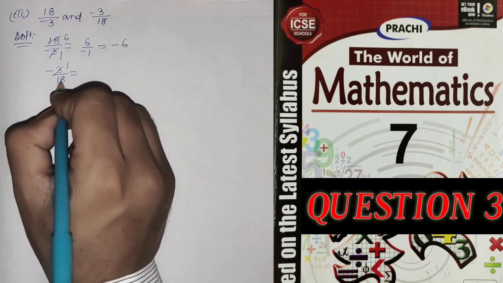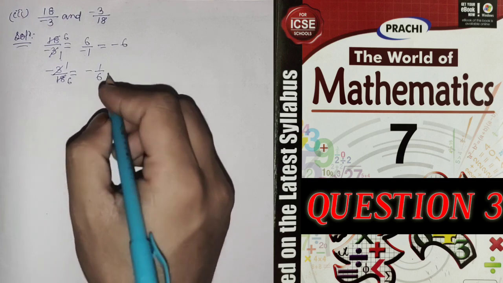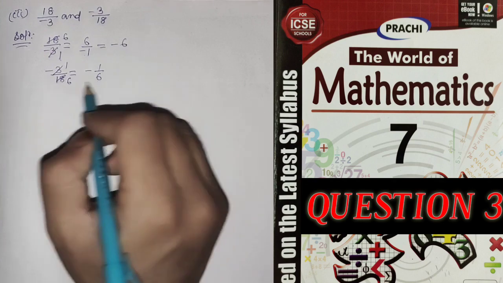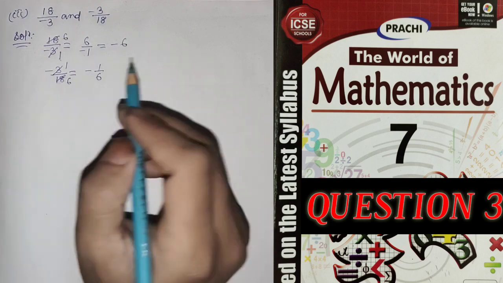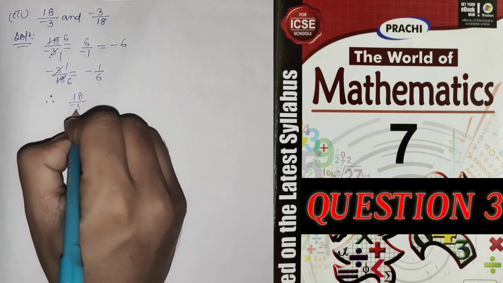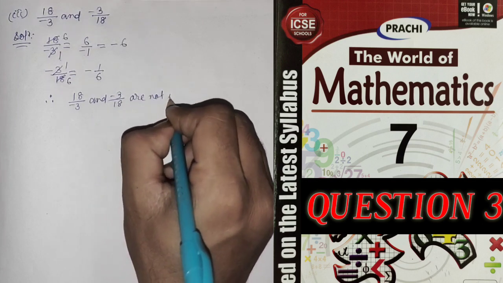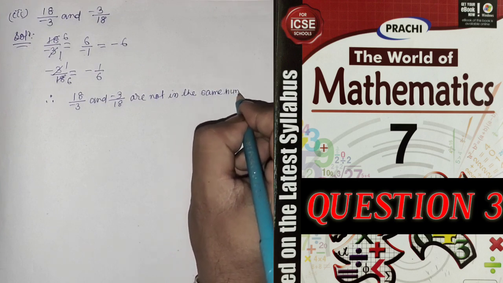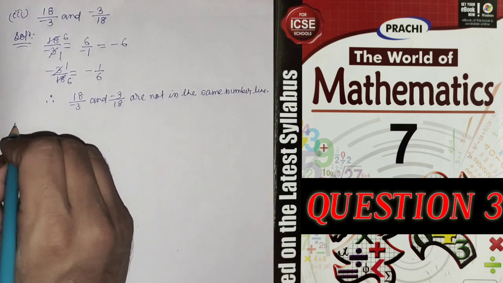इसको जब हम 3 से डिवाइड करते हैं, 3 1 जा 3, 6 3 जा 18, ये होता है -1 by 6. देखिए ये जो होता है -6, ये किसमें है? ये है होल नंबर में और ये है रेशनल नंबर में. इसीलिए इन दोनों नंबर, ये जो रेशनल नंबर्स दिया हुआ है, these two numbers will not be in the same number line, okay. So we can write here 18 by minus 3 and minus 3 by 18 are not in the same number line, okay. Next move to the question number 4.